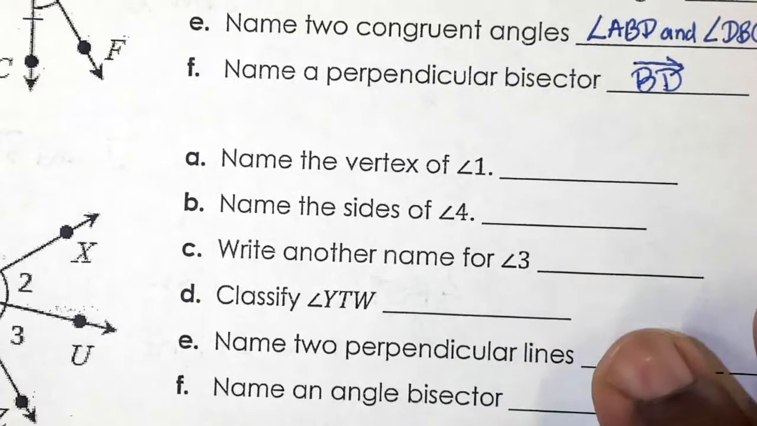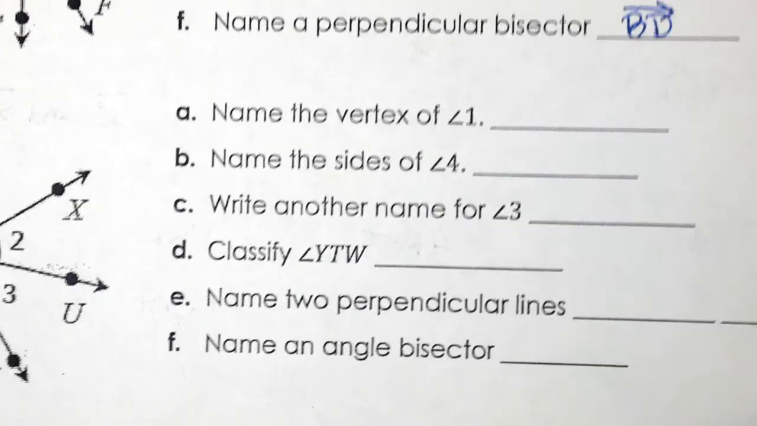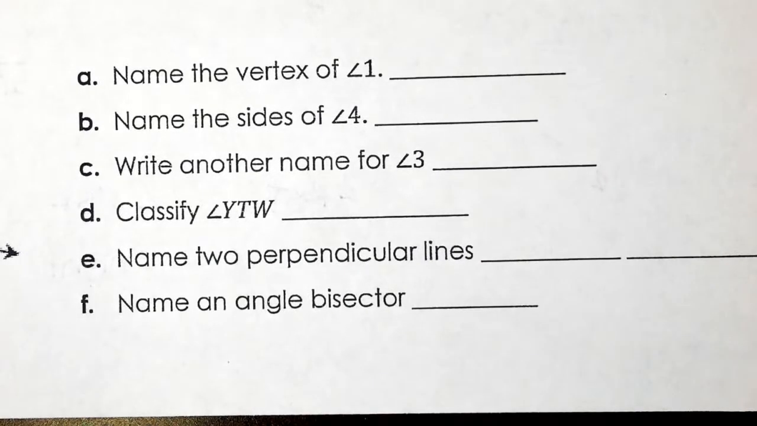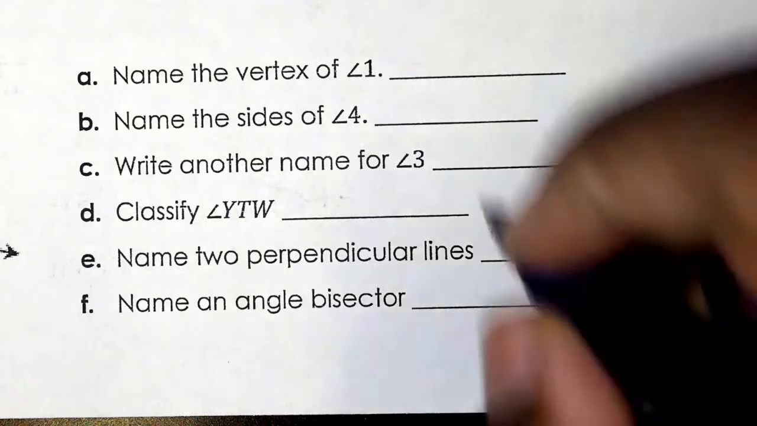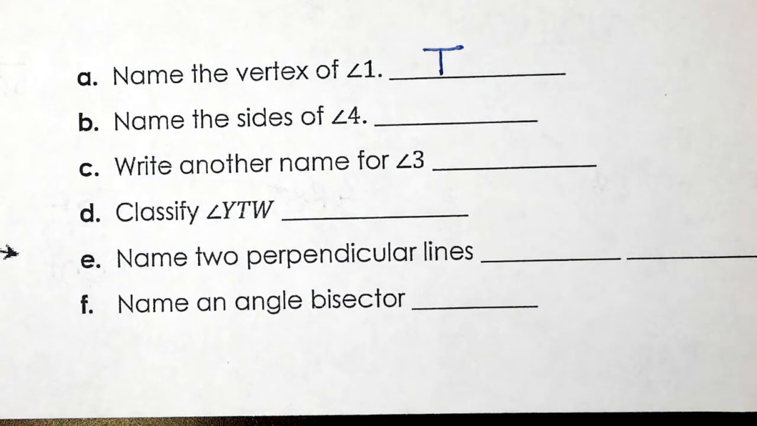Next one. All these are for example four. I say that because kids in the other class are still giving me ABC stuff. Ain't no ABC on here. Just FYI. Name the vertex of angle one. See? That's too easy for you. Robert, name the sides of angle four.